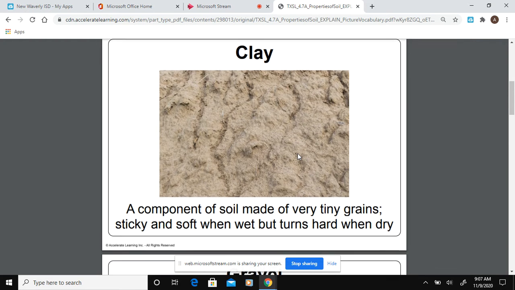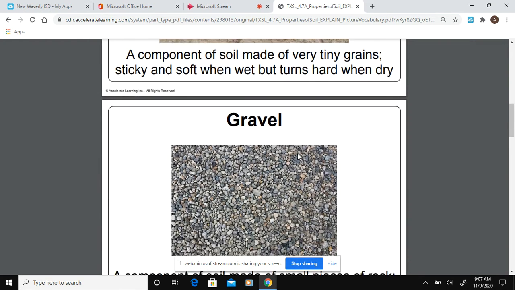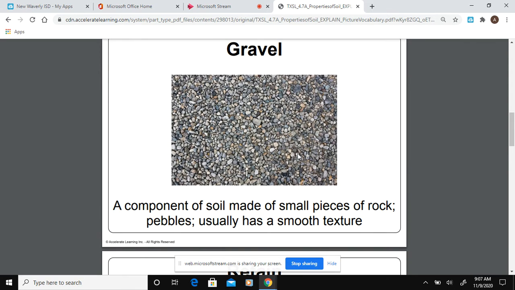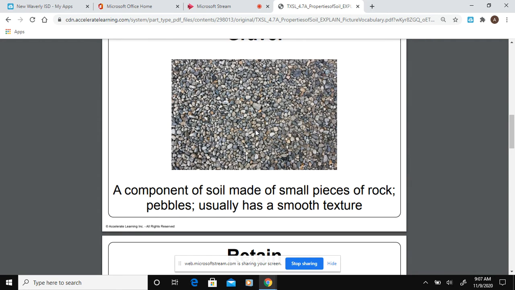Our next one is gravel. Gravel is a component of soil made of small pieces of rock, pebbles, usually with a smooth texture. We can see in this picture they're small little pebbles, like they said in their definition. So that is what gravel is.